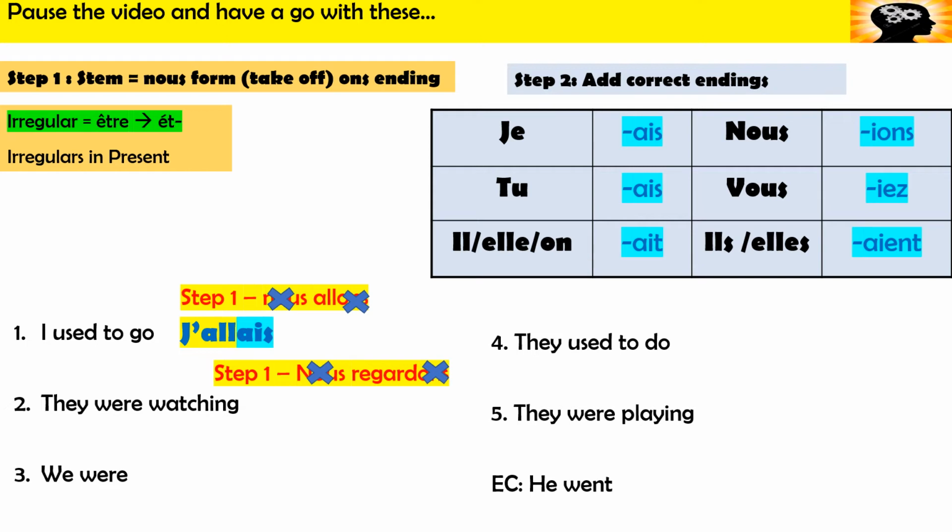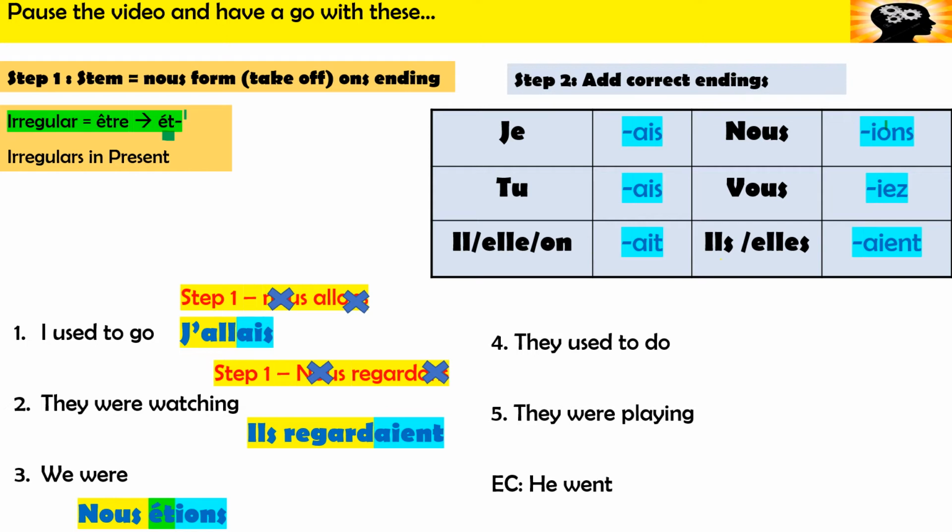Regard. So they, I'm going to use the masculine, is ils. And then regardaient. Ils regardaient is they were watching. Excellent if you got that. Number 3, I warned you it's an irregular verb. What does être change to? Ét. So, we were, you need nous, take the irregular, étions. Nous étions is how you say we were.